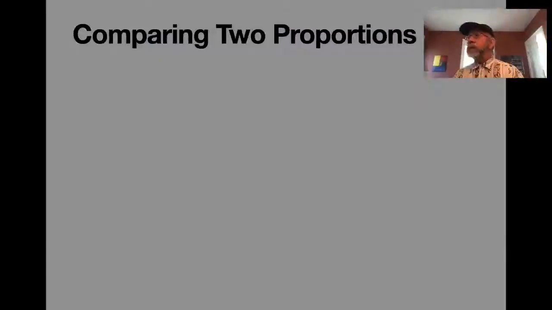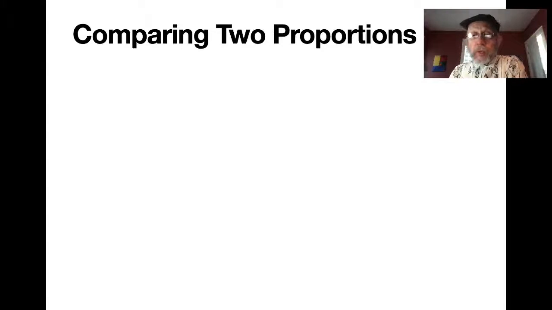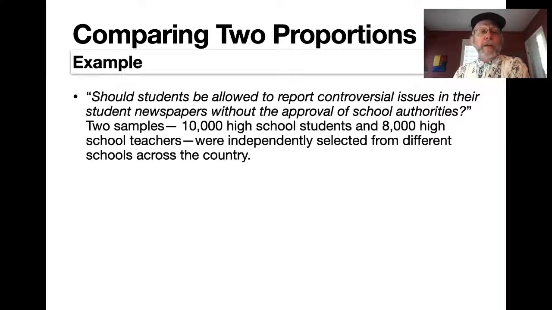Comparing two proportions. As usual, I'd like to unveil the theory in the context of an example. The example here is the responses of two different groups, high school students and high school teachers, to a question about student journalism. The question you see here is, should students be allowed to report controversial issues in their student newspapers without the approval of school authorities? This question was asked to a sample from each of our groups.